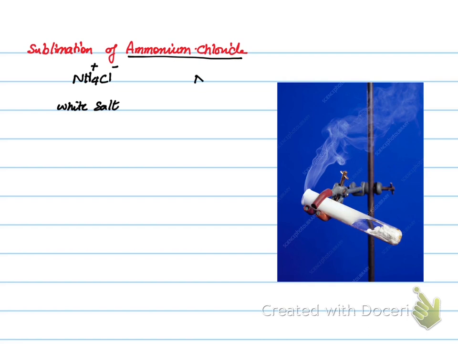Don't confuse between ammonium chloride and ammonia. Ammonia is a colorless gas and it's a base. Ammonium chloride is a white solid. It's an ionic compound consisting of ions, ammonium ion and chloride ion. But ammonia is a covalent compound. It's a colorless gas.